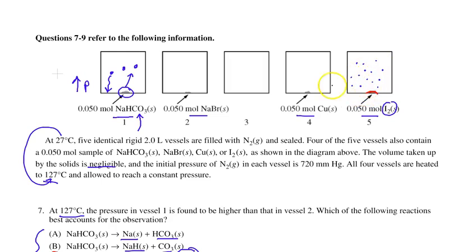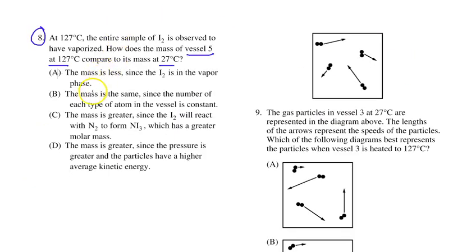How do they compare? Well, we didn't add any more atoms. It didn't come out of nowhere. Conservation of mass states that the mass before the reaction is the same mass after. There's no pinhole for the gases to leave. So the mass is the same since the number of each type of atom in the vessel is constant.